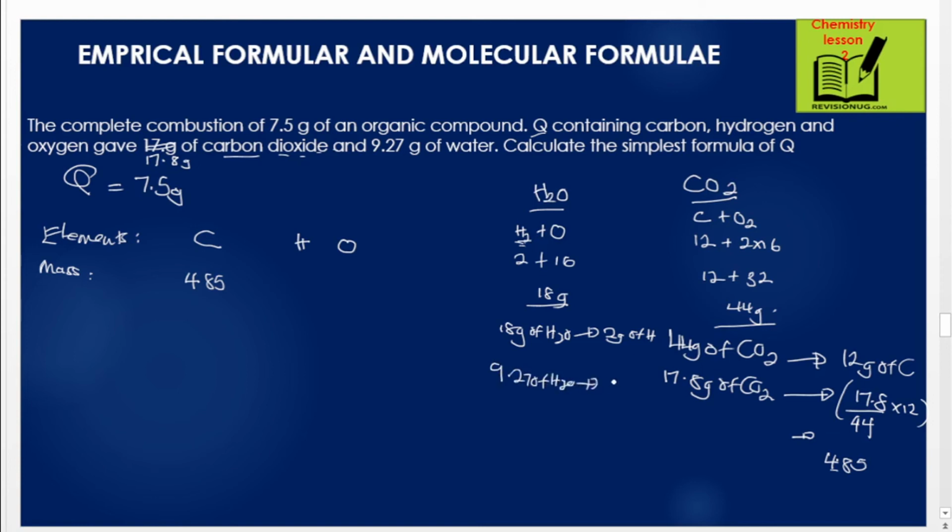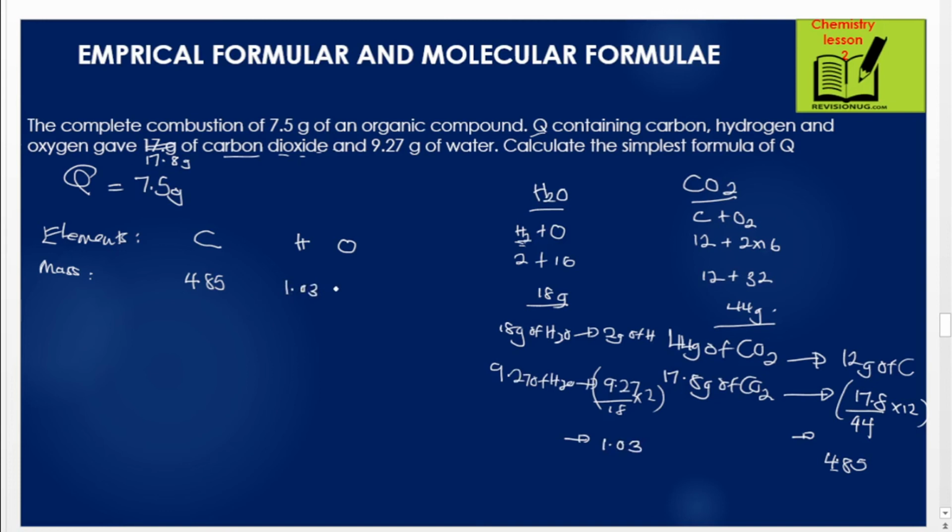Then how many are we going to produce? 9.27 out of 18 times that 2. What are we getting here? So that is, let me clear this one. So that is 9.27 divided by 18, times 2. What are we having? 1.03. So for hydrogen is 1.03.